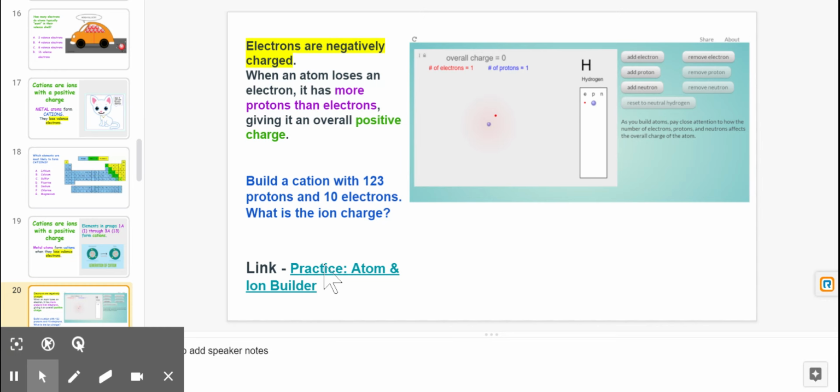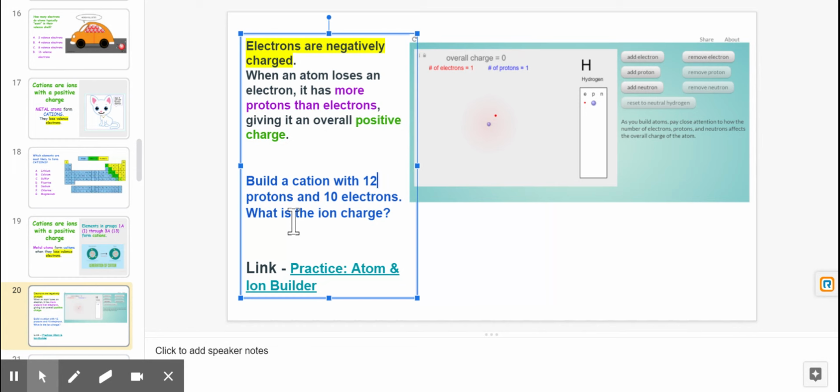There's a link here, and you can try this out. Build an atom with 12 protons and 10 electrons and see what you get.